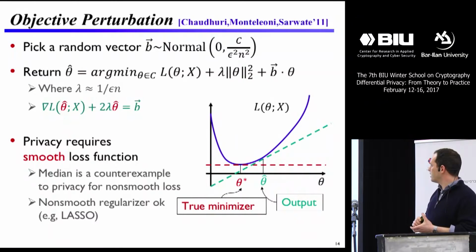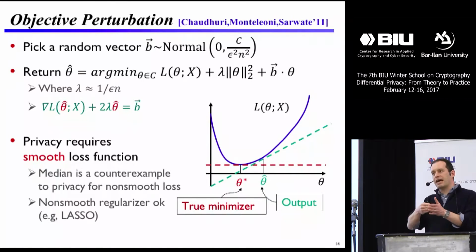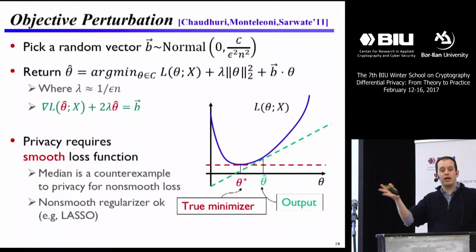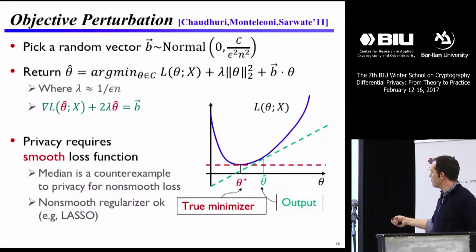But here the idea is going to be, rather than computing an exact minimizer and then adding noise to the minimizer, we're going to add noise to the loss function itself, the loss function we want to change. And the way we're going to do this is we're going to pick a random vector b, and add a linear term b dot theta to our loss function L. Okay? And then we're going to minimize this perturbed loss function.